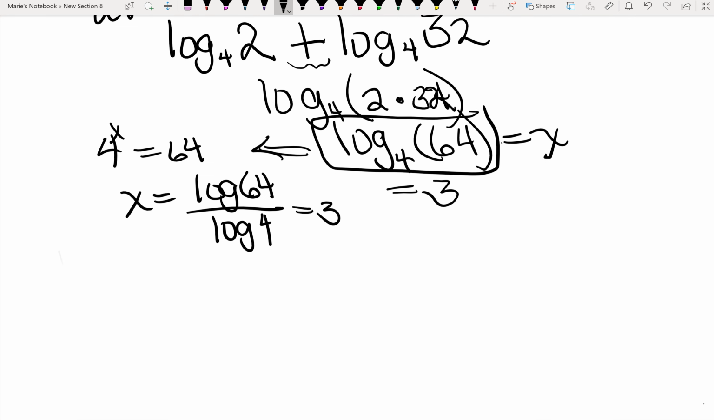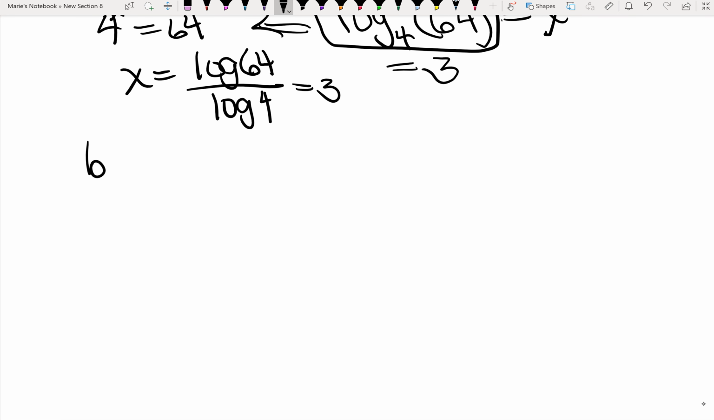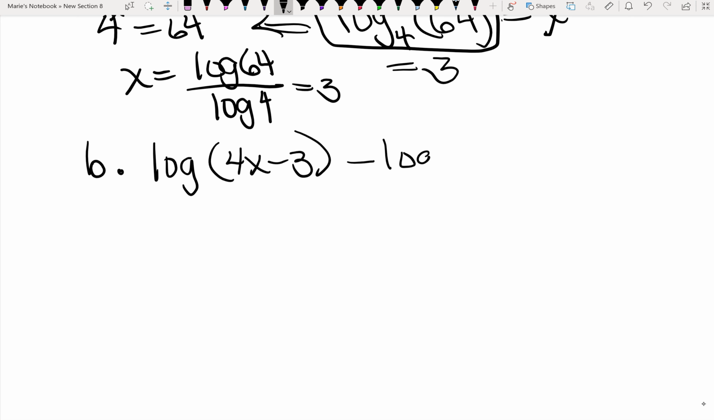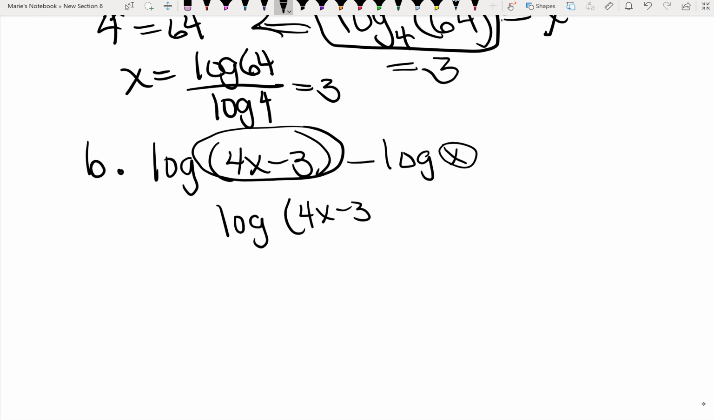If you look at example B, then you have the log of 4x minus 3 minus log x. Okay, we already see that this is subtraction, but this is still one number. So this would be like log of 4x minus 3 over x, basically. That's pretty much all you have to do.